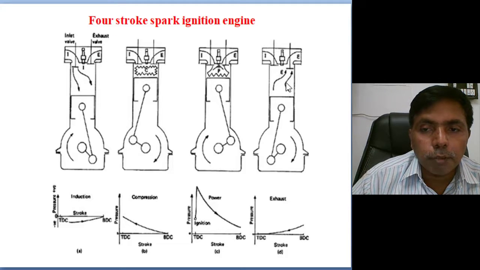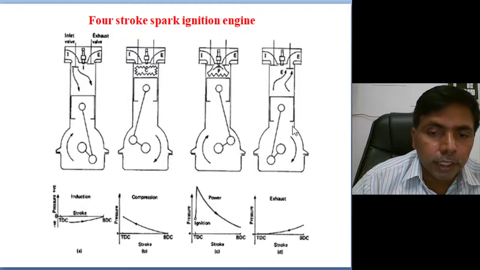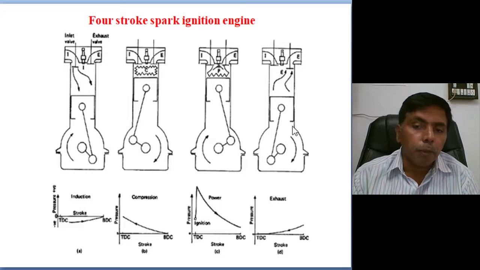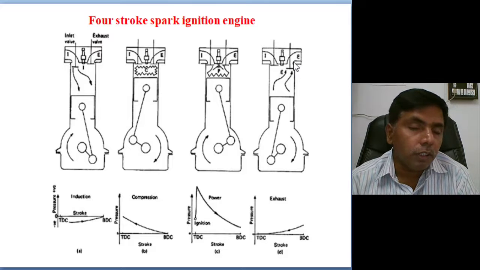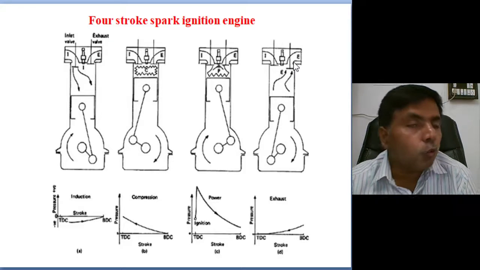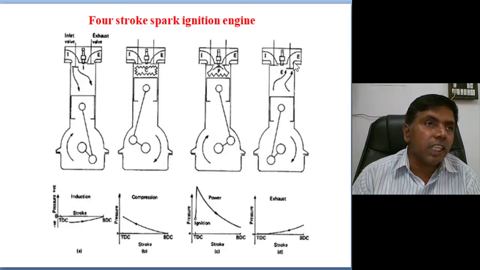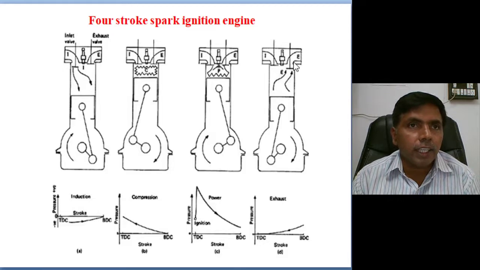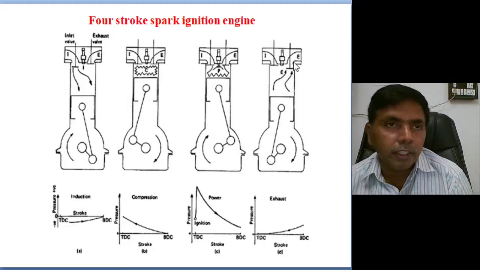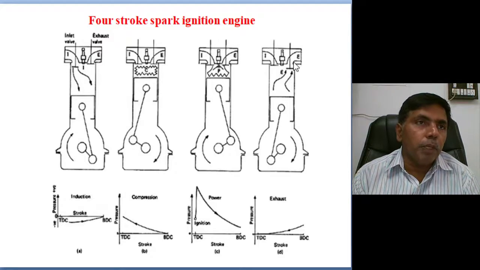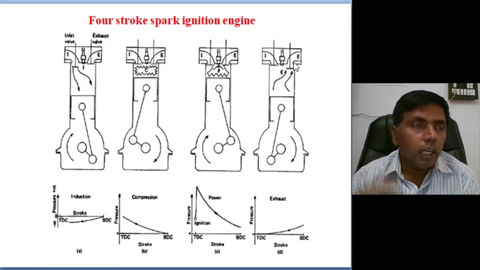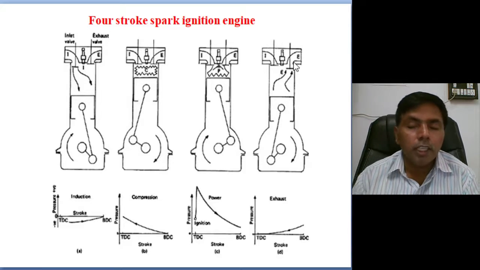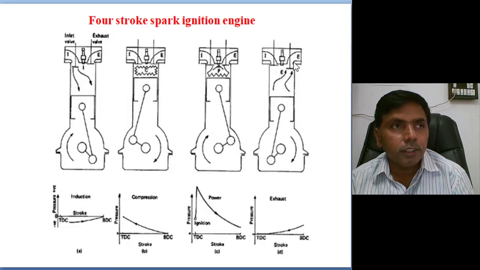Then, once the piston is moved to BDC condition, the power stroke is completed. Then the exhaust valve will open. Once the exhaust valve is open, the exhaust gas, having higher temperature and higher pressure than ambient, automatically escapes in majority through the exhaust port. Why? Because the exhaust valve is opened.